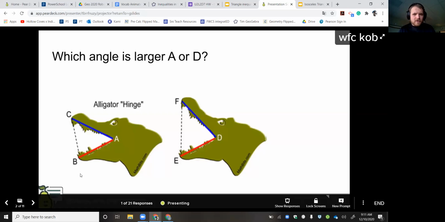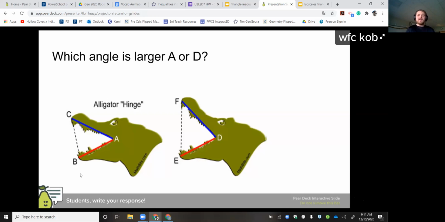Look at the wonderful alligator. So, as you're looking at those, what do you think is bigger, angle A or angle D? What do we think? Does anybody want to unmute themselves and say why they think which angle is bigger? Is it A? Why?